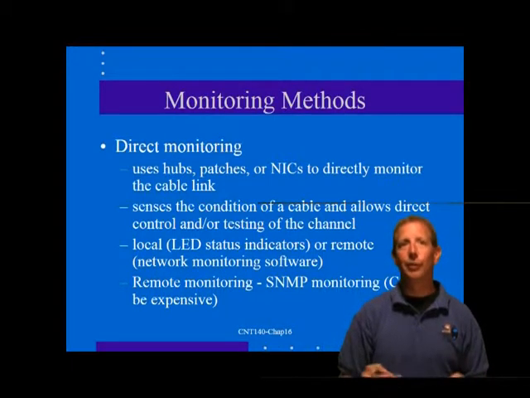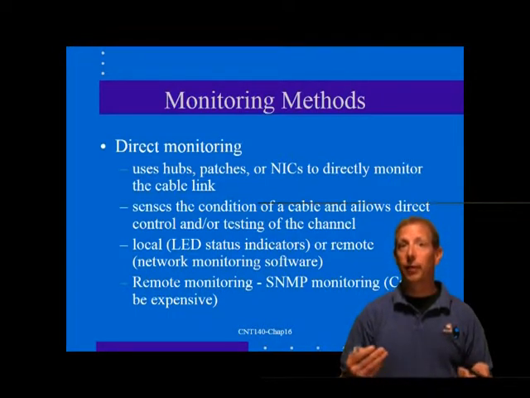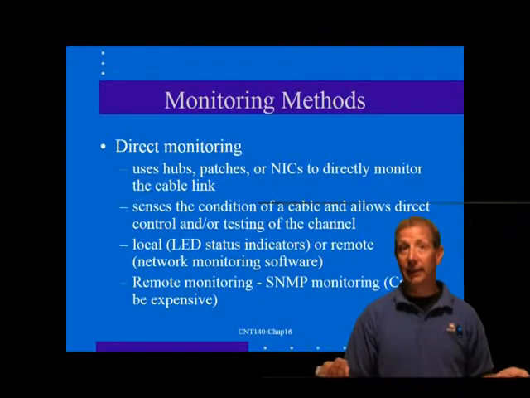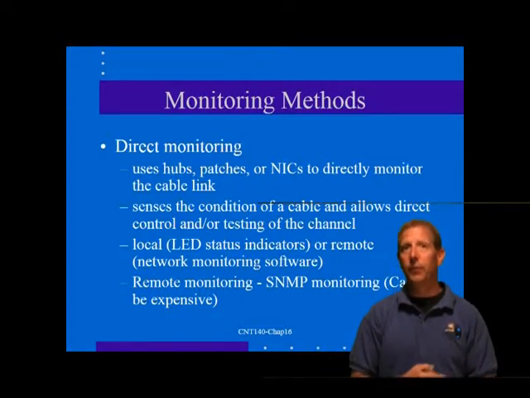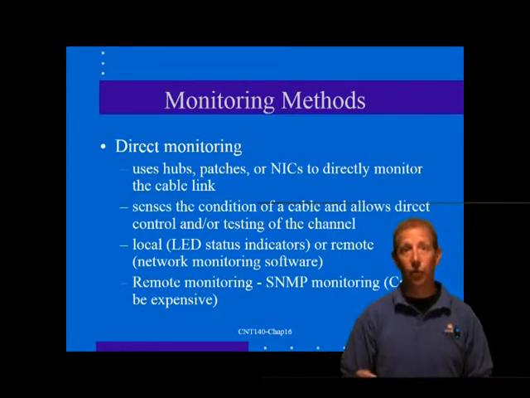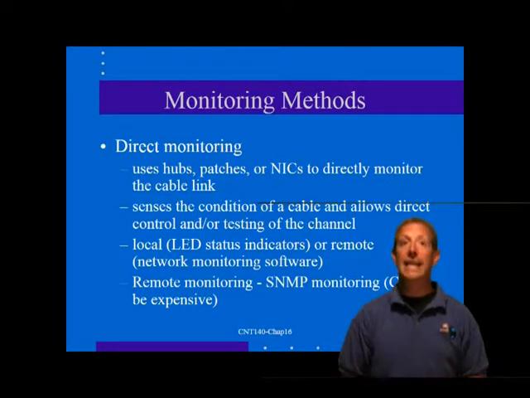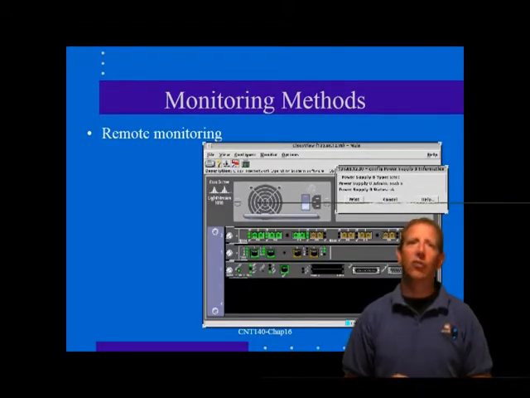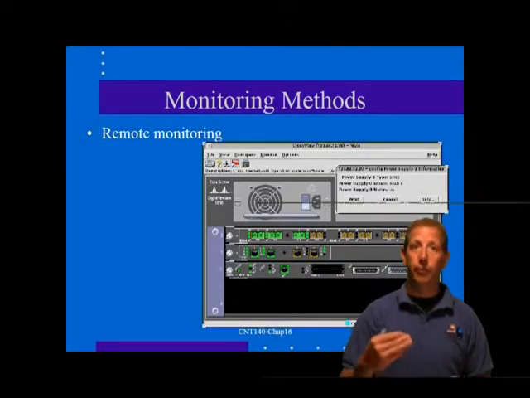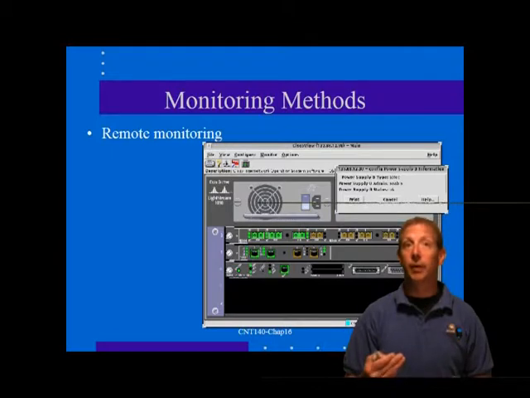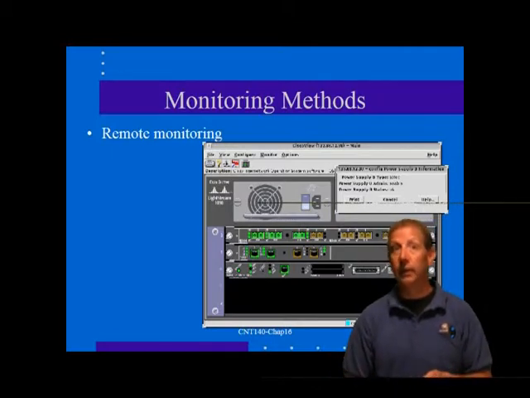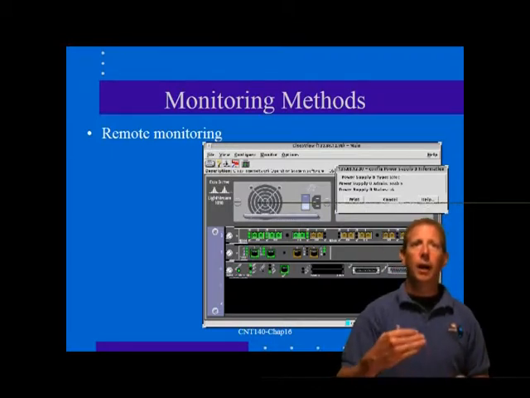Local monitoring simply uses the built-in status indicators on hubs and NICs to monitor link status. One simply looks at the LED indicators on the devices. Now, of course, this assumes that the devices you're using have indicator lights. Remote monitoring uses intelligence built into the hubs or other network devices to report status to a monitoring station. Remote monitoring can use standard network monitoring software such as SNMP, which we'll talk about later.